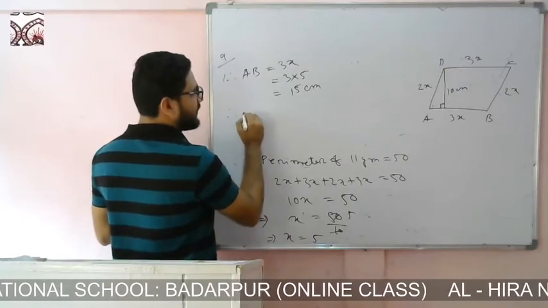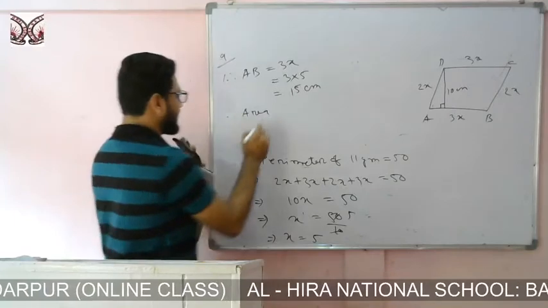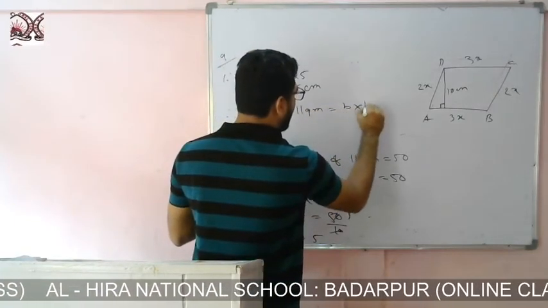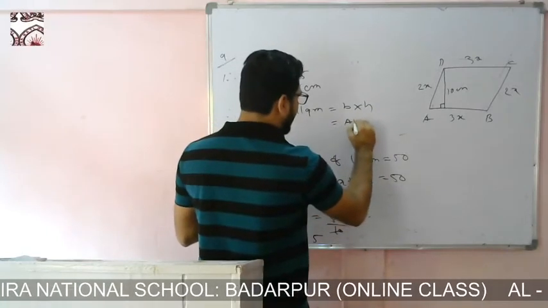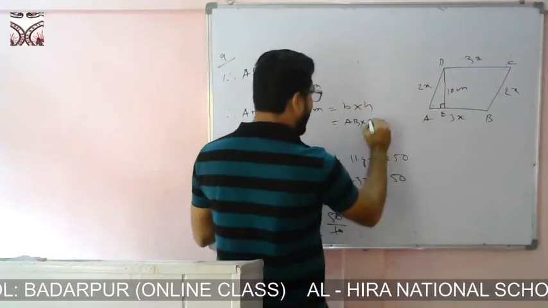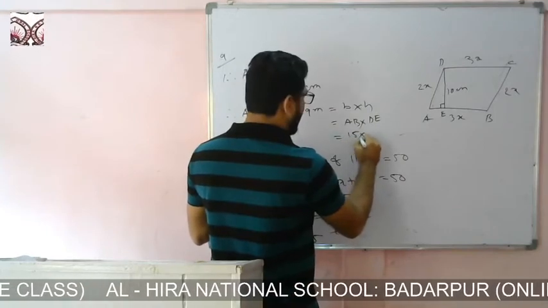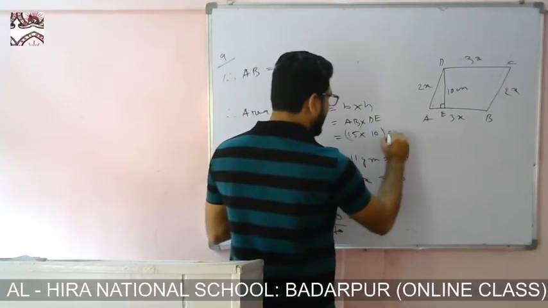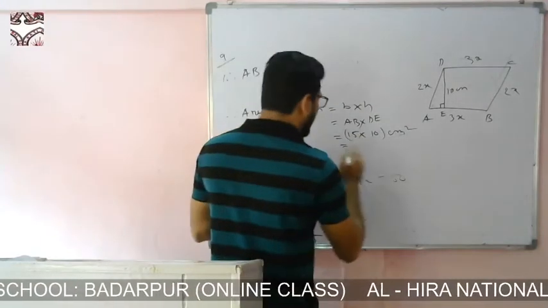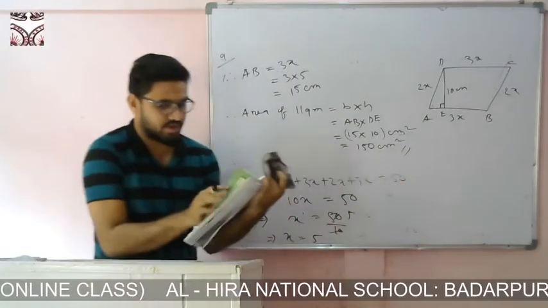Now we can find the area. Area of parallelogram equals base into height. So write base as AB, and height is given, you write ABCDE here, height you write DE. So AB is 15 and DE is 10 centimeter square. Then 15 into 10 means 150 centimeter square. It is the answer.